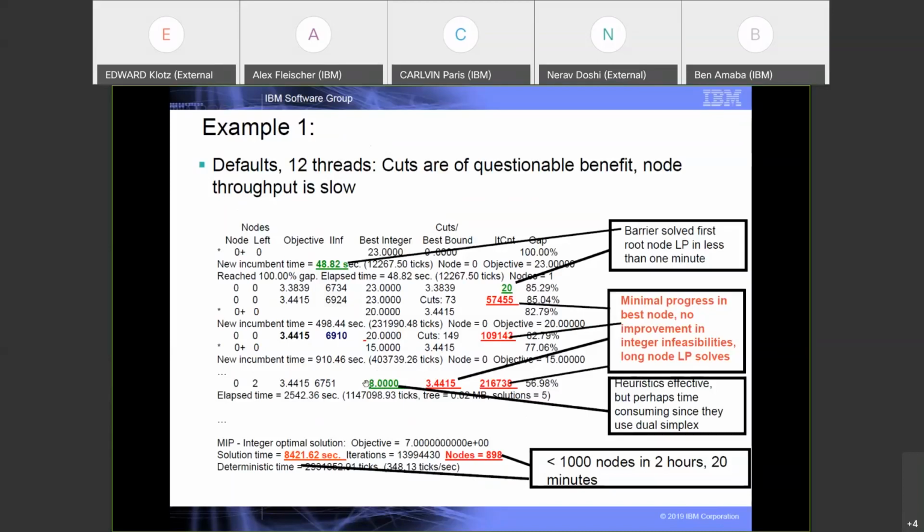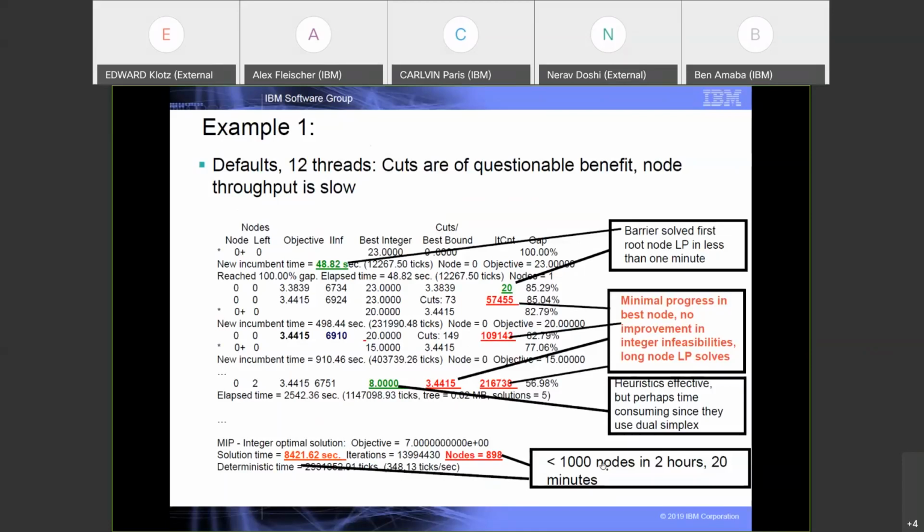because a lot of heuristics solve LPs and are using the dual simplex method to do that. And then we also see that the cuts don't really yield a big improvement in the best bound value, despite the amount of time they take. So there are questions about heuristics, there are questions about cuts, and there are questions about node throughput in this model.